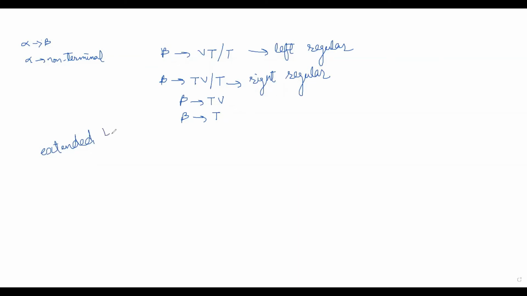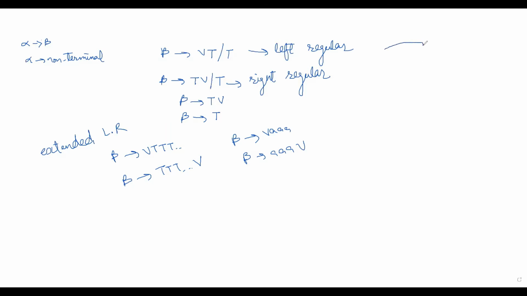Now we also have extended left regular or extended right regular. So let's take extended left regular. It will be beta gives V and then there can be more terminal symbols, only terminals. And in extended right regular, beta can have terminals at the beginning, some terminals and then non-terminals. For example, beta can be VAAA, let's say, or beta can be AAAV. So this is kind of extended left regular and right regular. Okay. So this completes our discussion about different types of grammar.